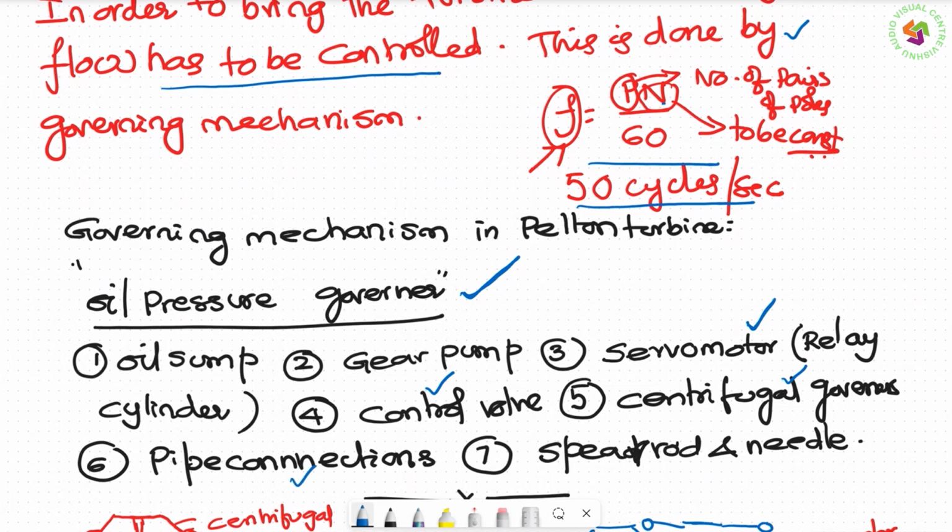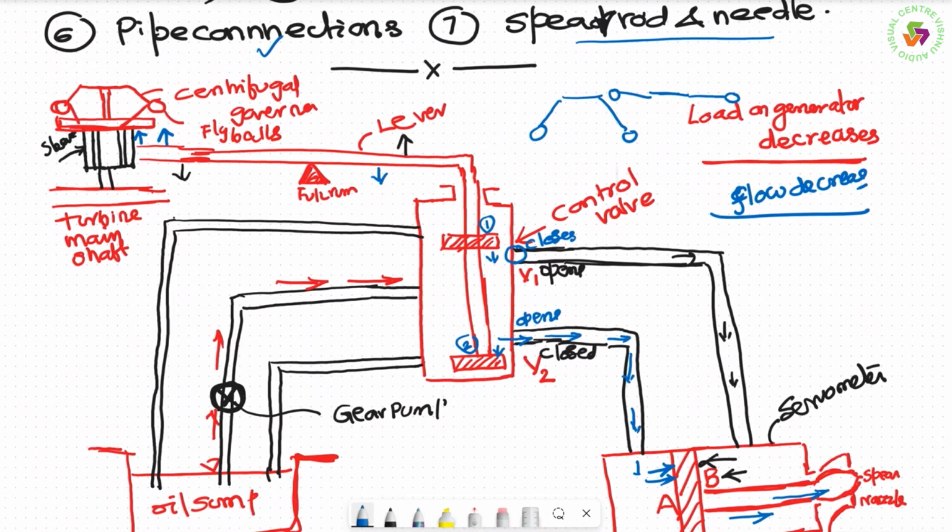And I already mentioned the servo motor, where there is a piston connected to the spear rod and needle, and this operates in the nozzle connected to the penstock. So the nozzle opening is controlled by the spear connected to the spear rod. Now let us come to the figure.